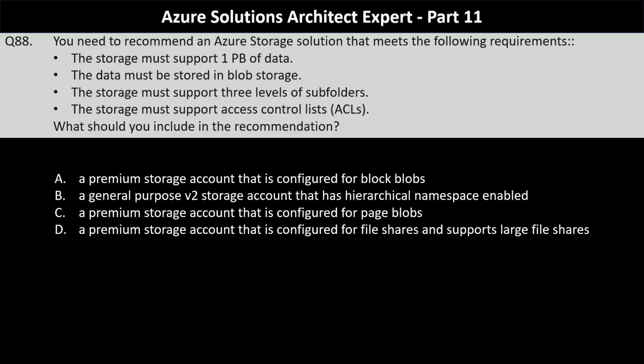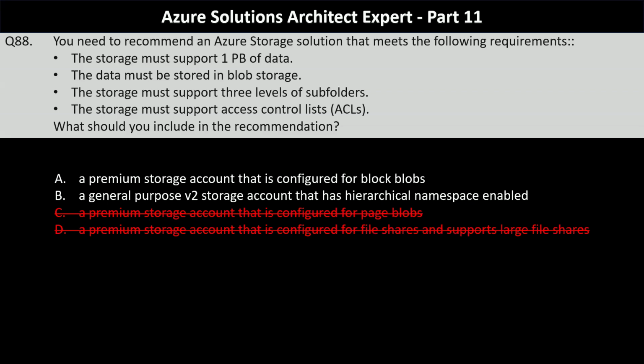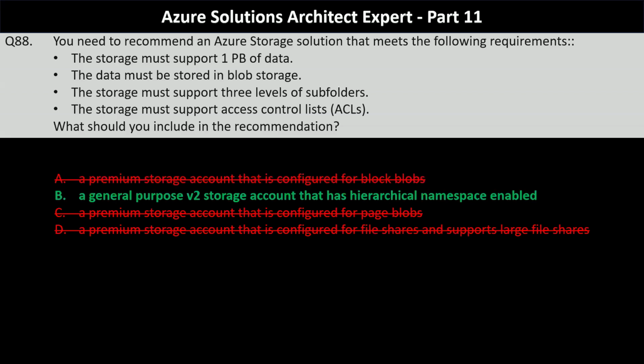Now, one of the requirements is that we require access control lists, which requires either block blob storage or general purpose V2. So we can rule out option C and option D. Now, the other requirement is to support 3 levels of subfolders, which means we need hierarchical namespace enabled, which is only supported by a general purpose V2 storage account. With hierarchical namespace enabled, the storage account behaves like Azure Data Lake Storage Gen 2, which supports access control lists as well, which is another requirement.